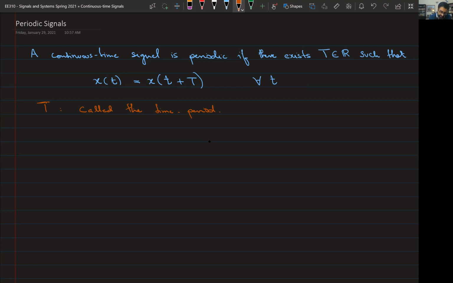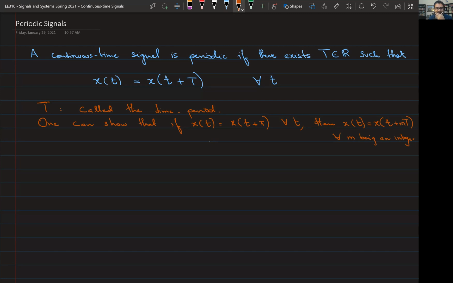Okay, and one can show that if x of t is equal to x of small t plus capital T for all t, then x of t must also be equal to x of small t plus m times capital T for any m being an integer. So can somebody try to explain what this statement means, before I actually show that this is true? If x of t is equal to x of t plus capital T, that automatically implies that this condition must also be satisfied for any integer multiple of capital T as well.